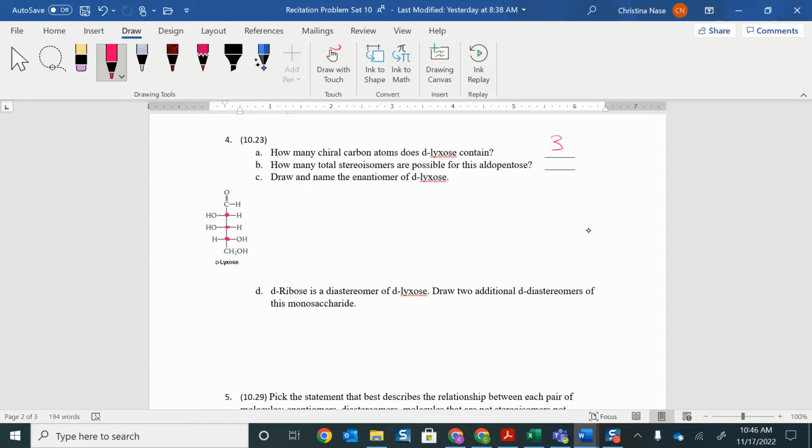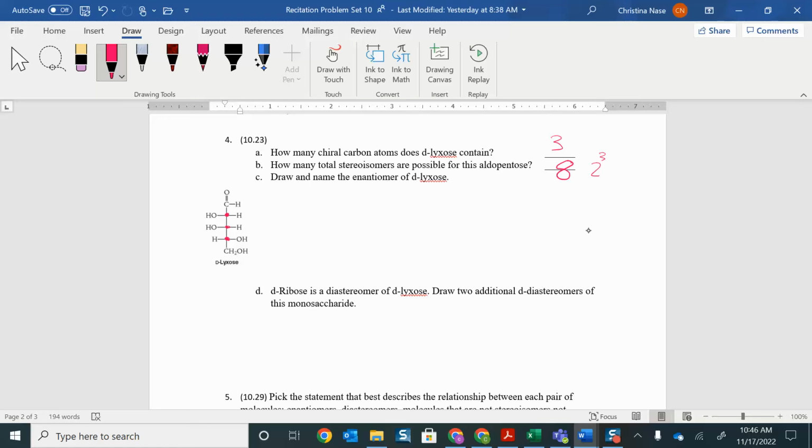The way you find that out is you do 2 raised to the number of stereocenters, or chiral carbons, that you have. So 2 raised to the third power is 2 times 2 times 2. 2 times 2 is 4, times 2 is 8. So I've got 8 total stereoisomers here.